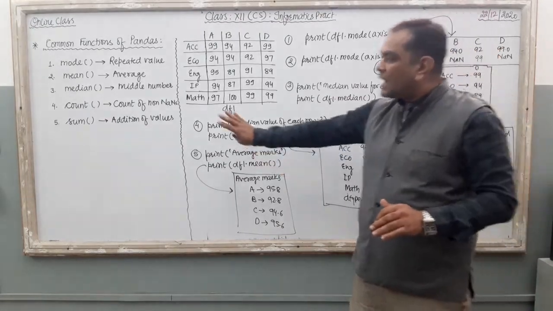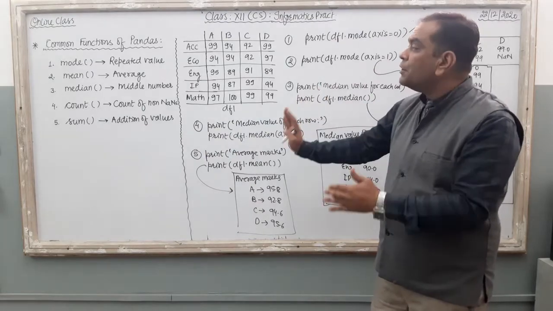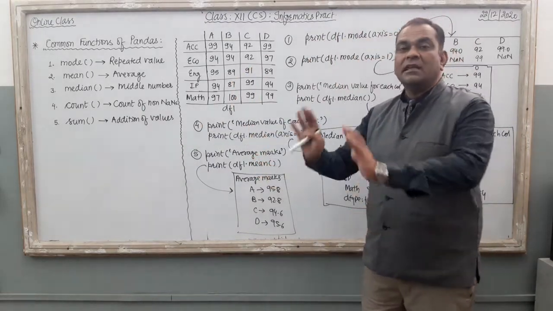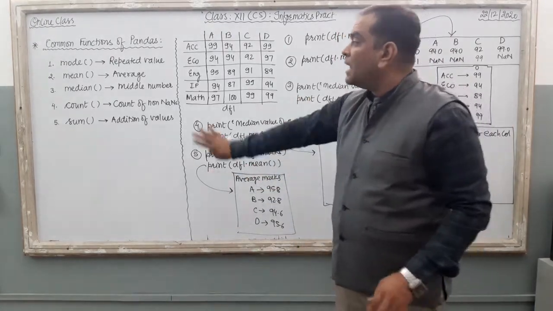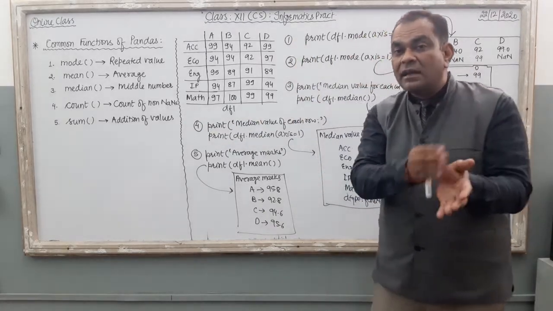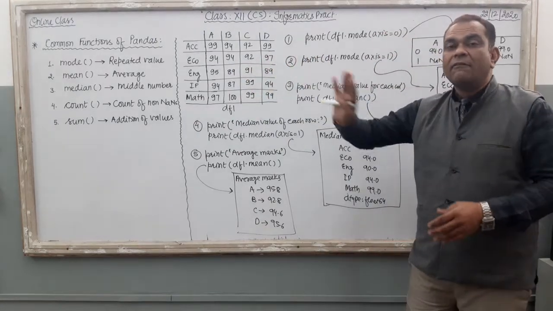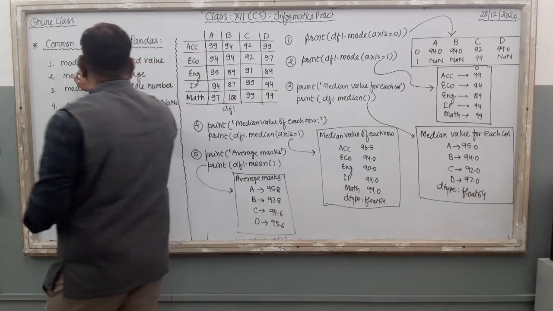You can apply these functions on the whole data frame, or you can choose a specific column and apply the function. Then the function will return the result based on that column. If you apply the function on the whole data frame, it will return the result for each and every column of your data frame. So our very first function is mode.